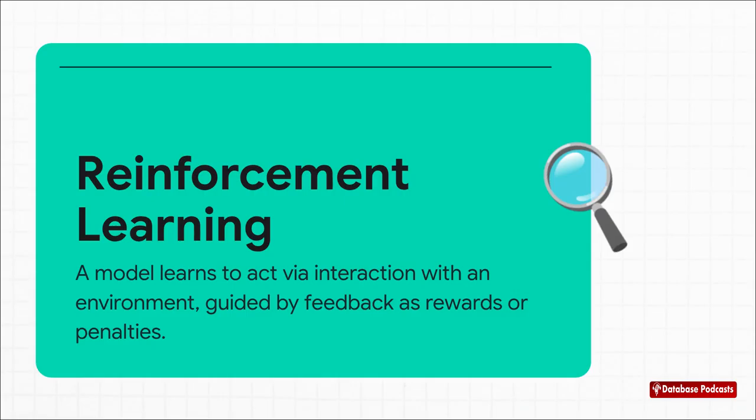Think of it like this. The model, or what we call an agent, learns by doing. It's placed in an environment, it tries different things, and it gets feedback. Positive feedback, a reward, tells it, good job, do more of that. Negative feedback, a penalty, tells it, nope, avoid that. It's basically trial and error, but on a massive, super fast scale.